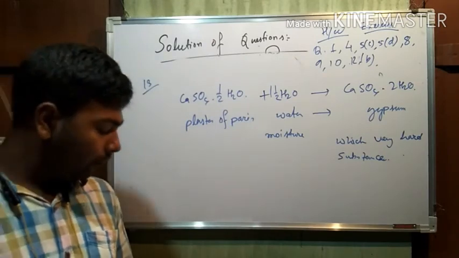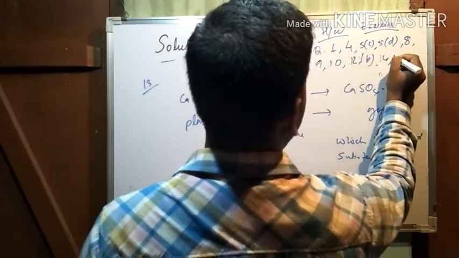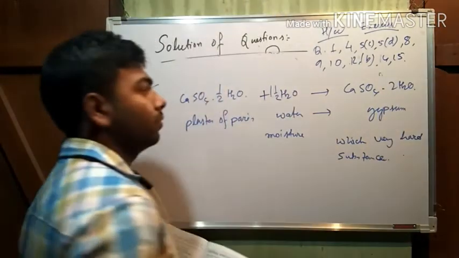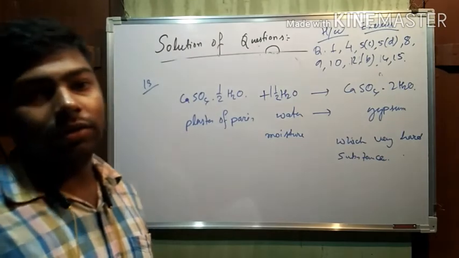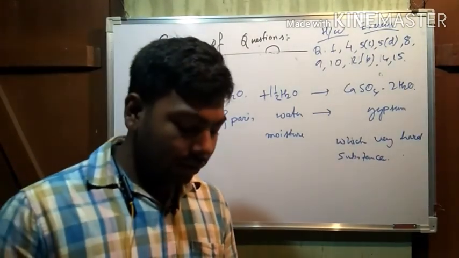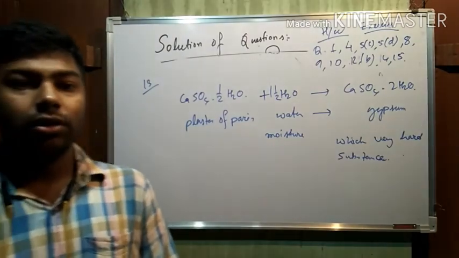Next, numbers 14 and 15 are homework. I already explained, okay? Till this much, we have completed our second chapter. In the next class, we will start our third chapter. Okay? Thank you.